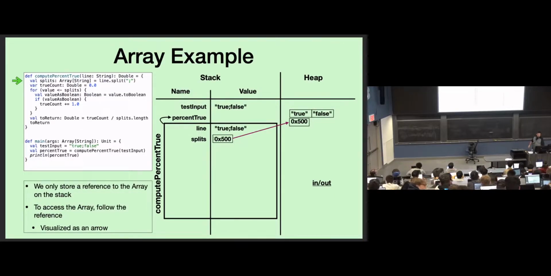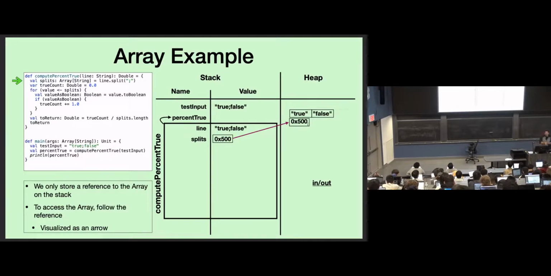And then we're going to add that reference onto the stack. That's what's actually stored in memory on the stack in our computers when we're running our code. And we're going to draw an arrow to that memory address, to where that is in memory. And in this example, it happens to be a reference to an array with two values, two strings, true and false.